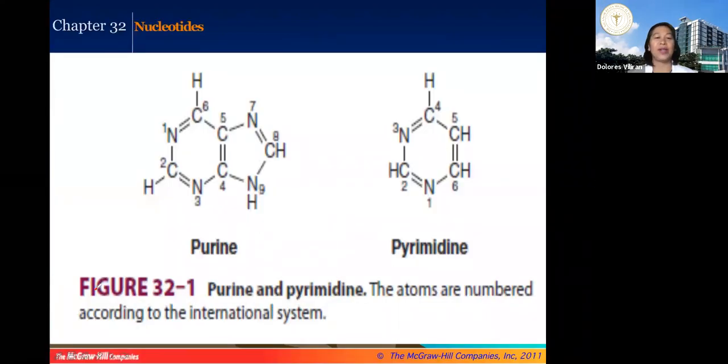Sorry for the interruption. Again, just to differentiate purine from pyrimidine, purines will be bigger with 2 rings, while pyrimidine is just 1 ring. You cut this part, that becomes pyrimidine. So again, what are the pyrimidines? Cytosine, uracil, and thymine. And what are the 2 purines? Adenine and guanine.